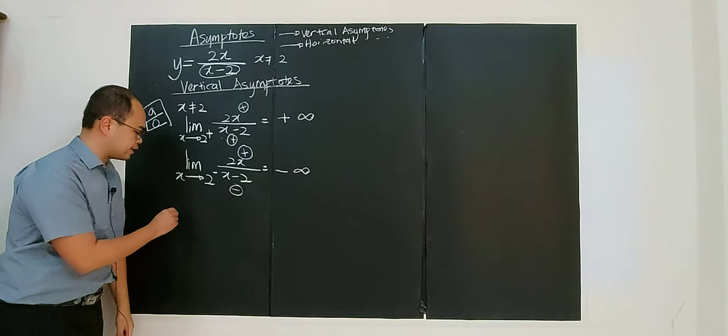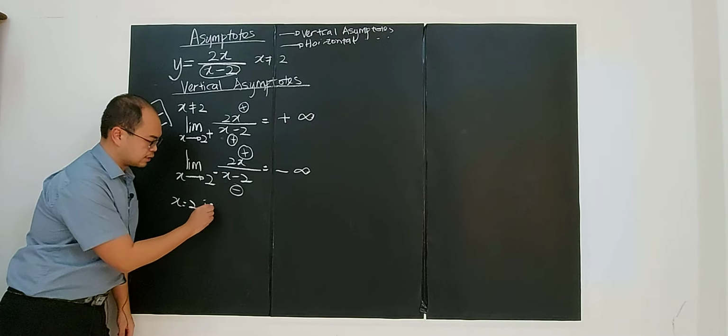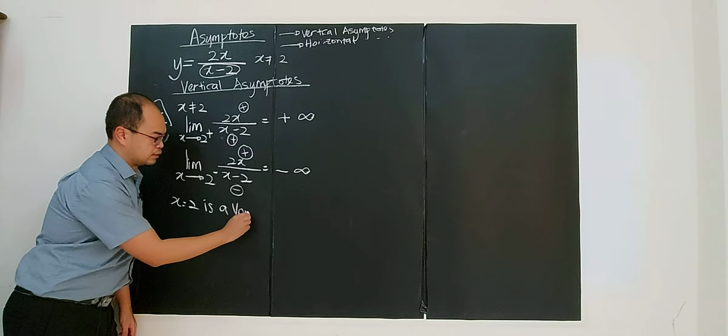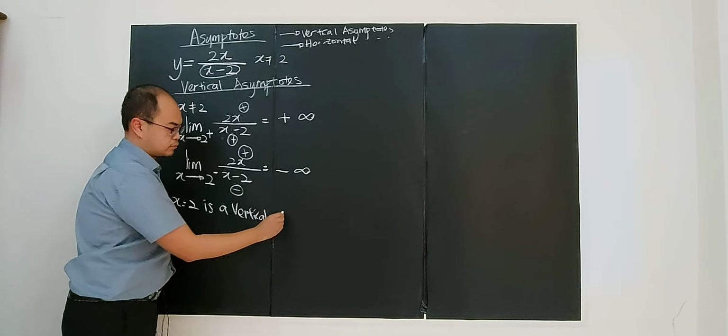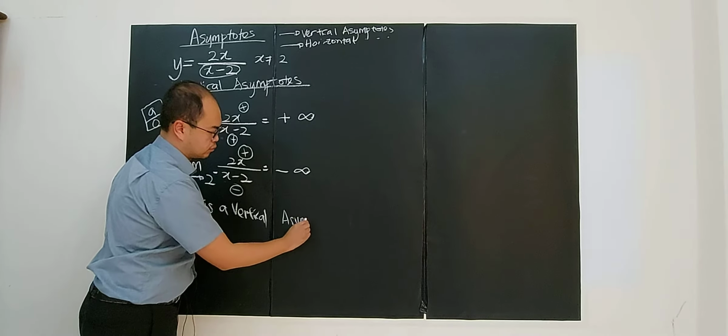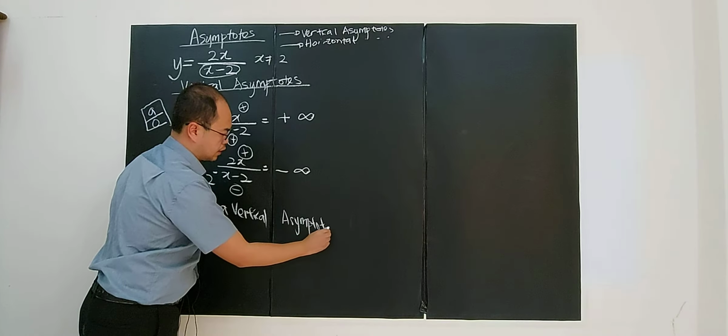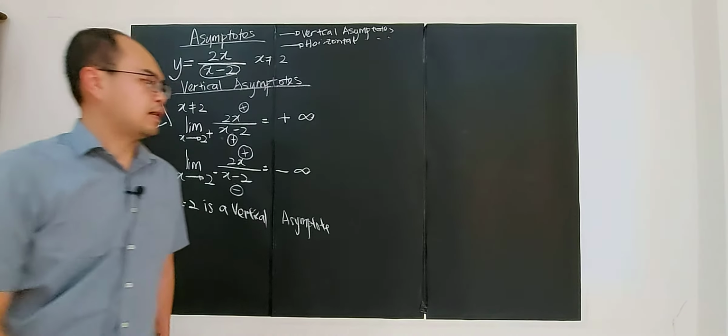So you have verified that x equals 2 is a vertical asymptote. Alright, it's a vertical asymptote.